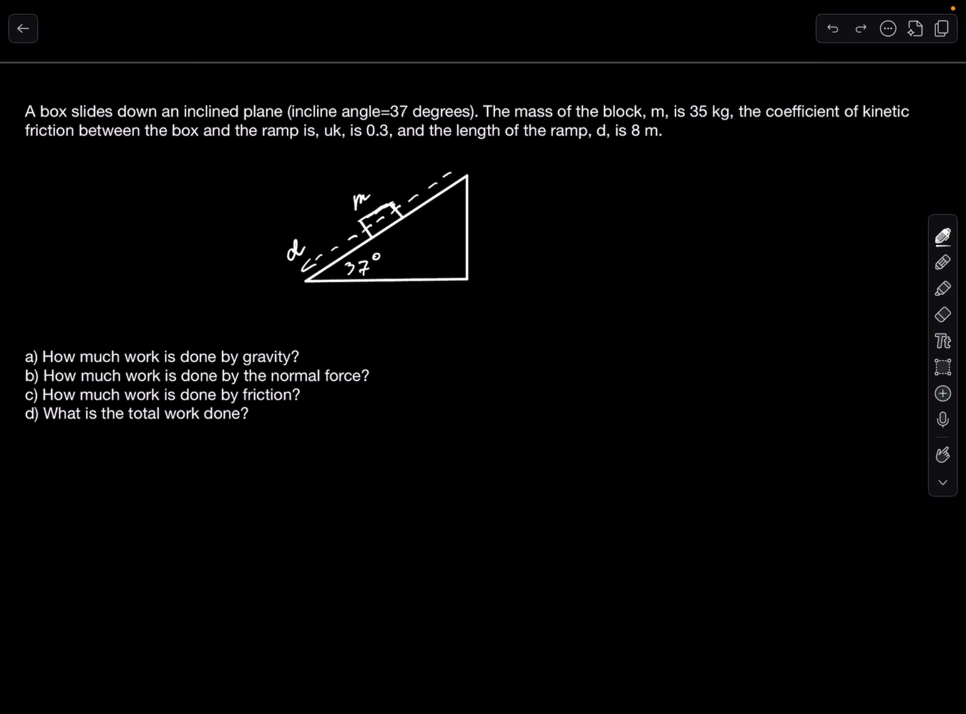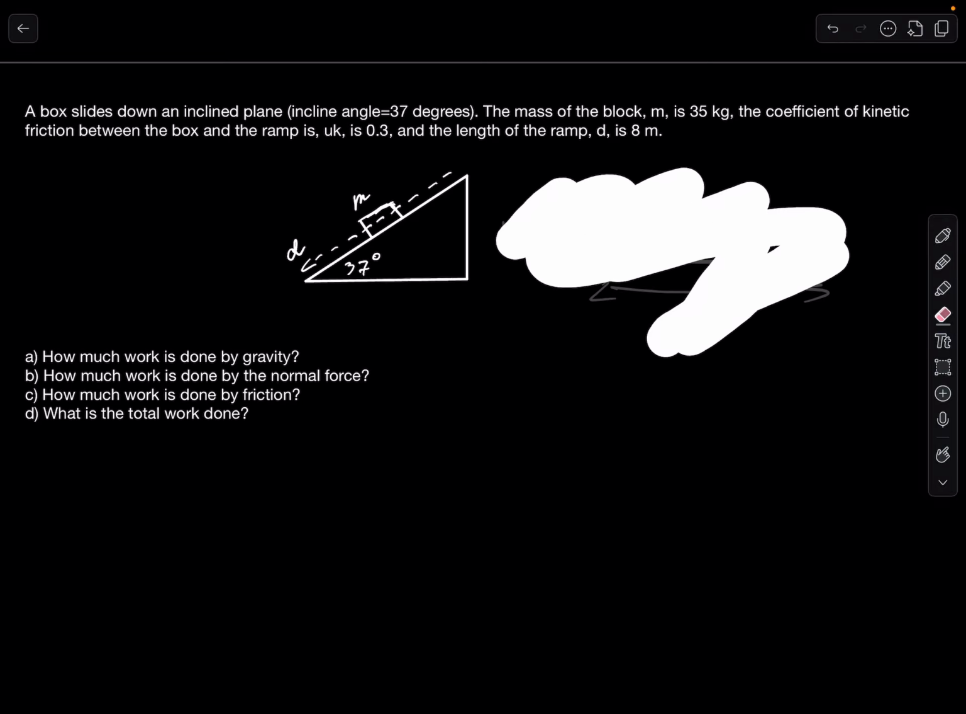Again, remember that it's as simple as the force that you apply on the object and the distance that it travels. As simple as that. Work is force times distance. That is your work. That's the definition of work. Now let's get into the question.